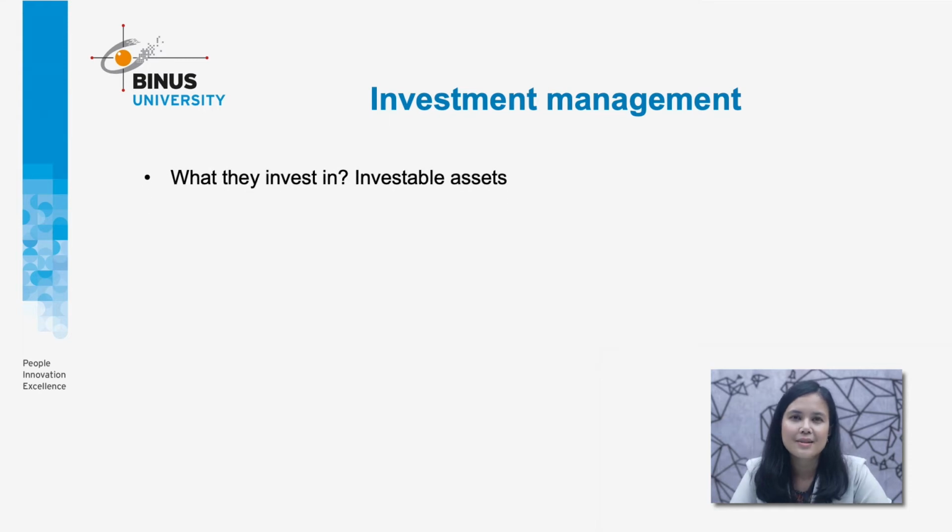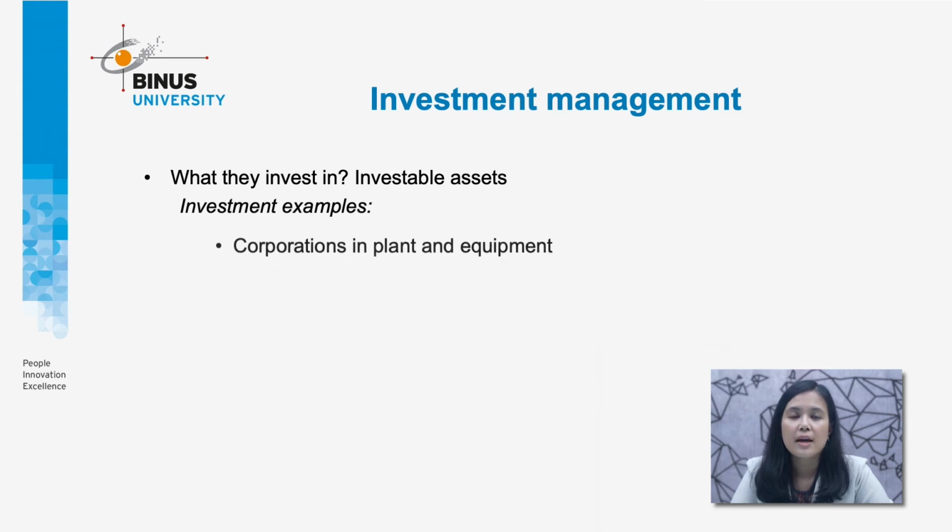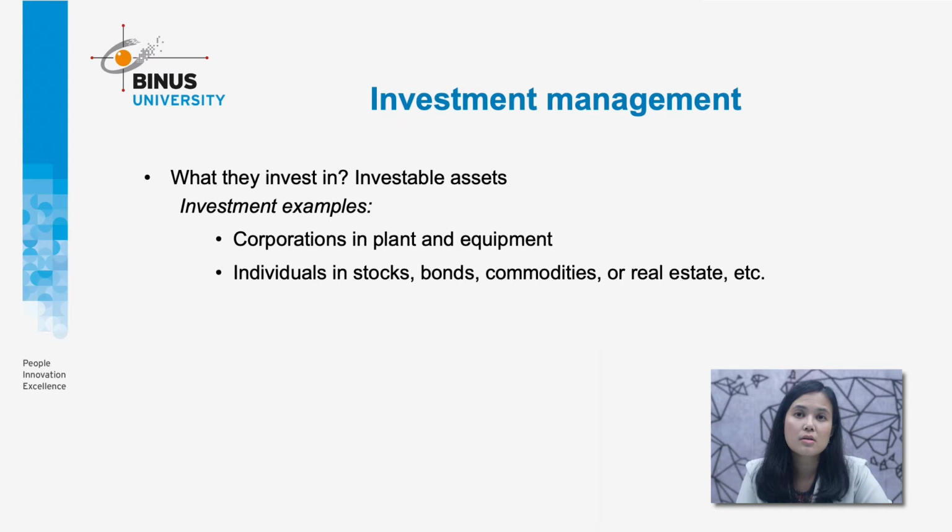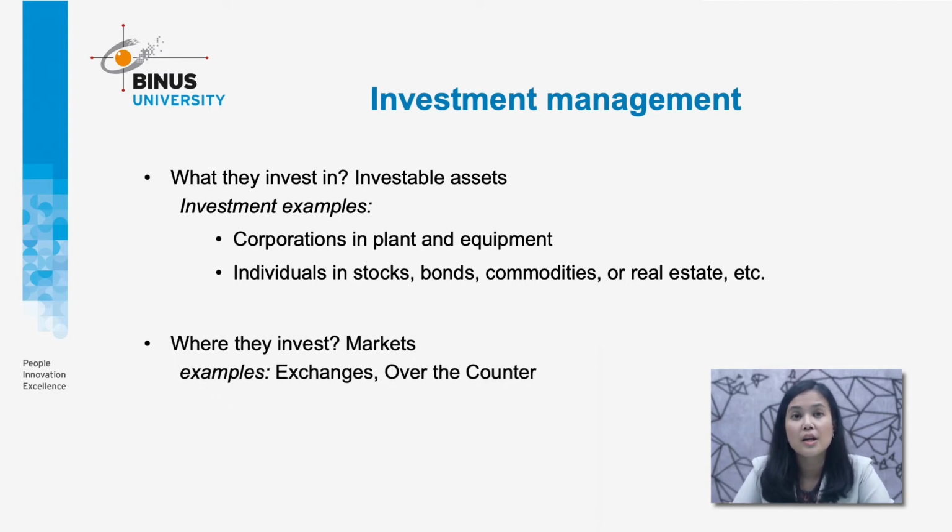Next, what they invest in is investable assets. For example, corporations invest in plant and equipment, and individuals invest in stocks, bonds, commodities, or real estate. And where they invest, we call markets. For example, exchanges and over-the-counter markets.